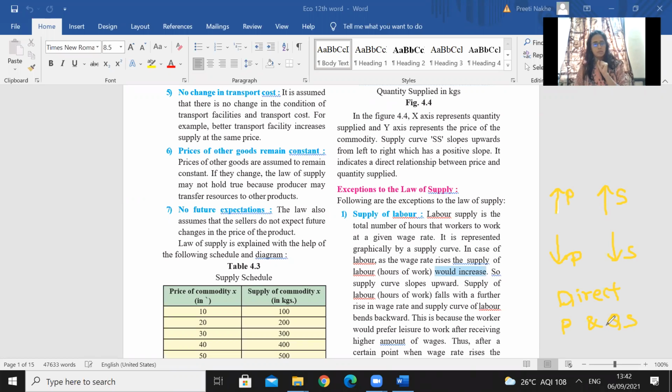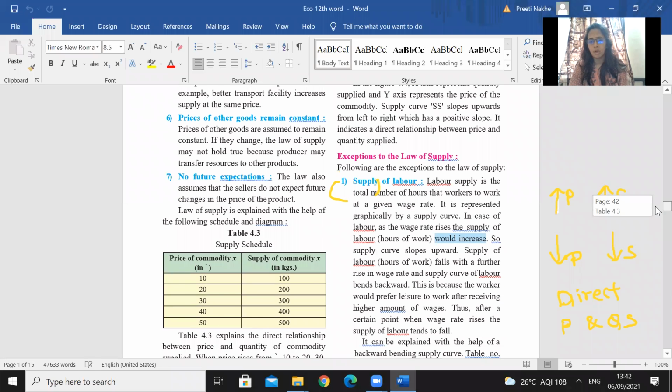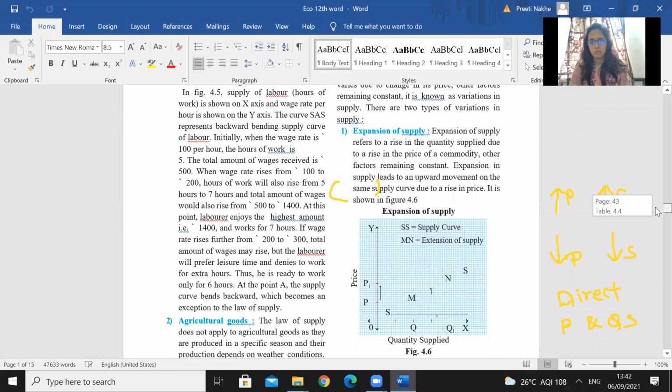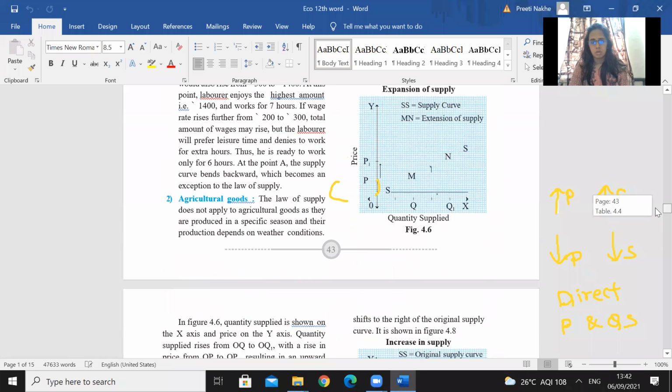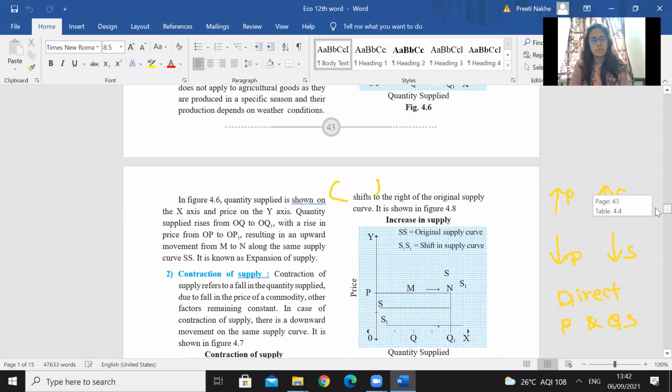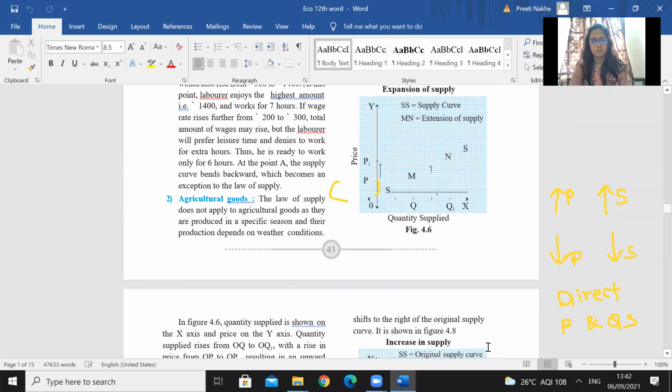But there are a few cases. What are the exceptions? Exceptions are the cases where this law is not applicable. Now let's see what those cases are. Before that, the supply of labor is a very important concept. I will cover it at the end. We will see other exceptions first.